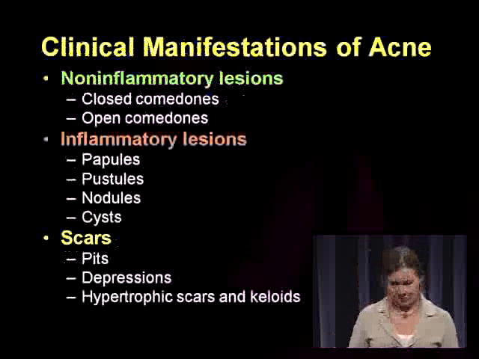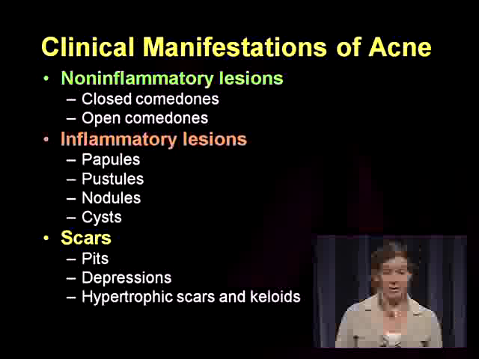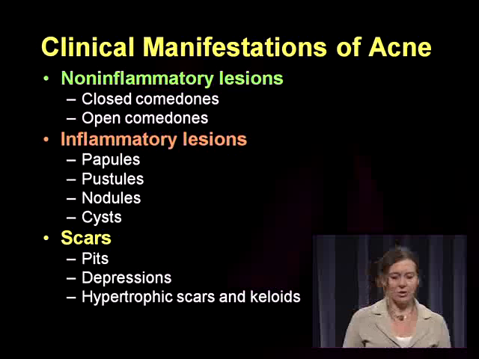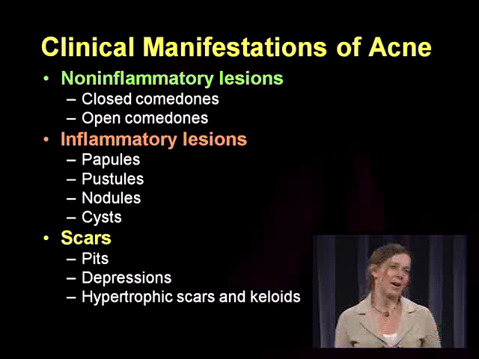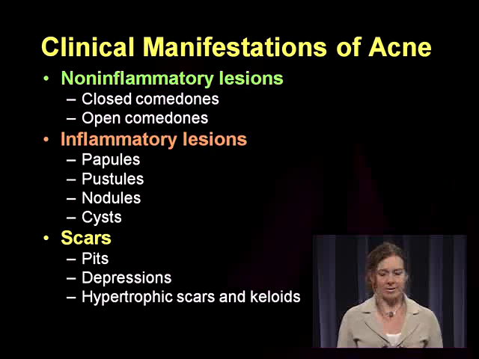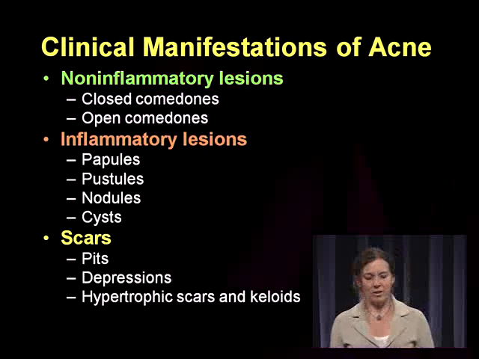So we talked a little bit about the skin lesions in acne. Acne typically starts with non-inflammatory lesions, or the closed comedones, which people refer to as whiteheads, and open comedones, which are referred to as blackheads. The inflammatory lesions are usually a later development, and patients have papules, pustules, nodules. When you have a papule that's greater than 5 millimeters, we usually refer to that as a nodule, and even in severe acne, we can see the development of cysts. And unfortunately, a significant percentage of acne will leave scars, and these can be pits or depressions, or occasionally hypertrophic scars or keloid formation.